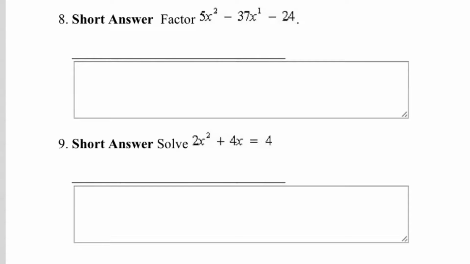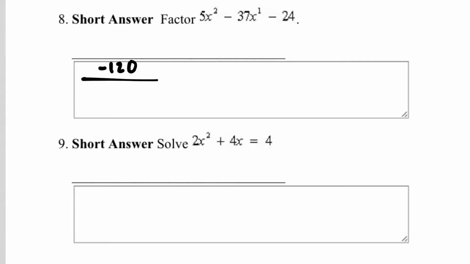So let's go ahead and multiply A times C. 5 times 24 is 120, negative 120. So negative 120. Let's use black. Negative 120. And what are the factors of 120 that when you multiply them you get negative 37? Okay, so I'm going to try a bunch of different numbers to see which one gives me negative 37.